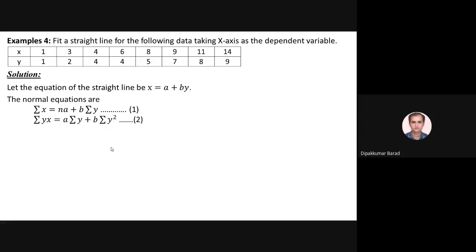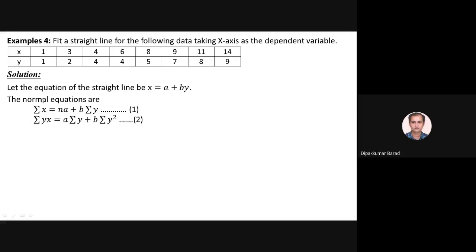So here, summation x is equal to na plus b into summation y, and summation yx is equal to a into summation y plus b into summation y square. As x is the dependent variable, our equation is x equal to a plus by. Previously we found y equal to a plus bx. Now our straight line equation is x equal to a plus by. So x is dependent on y, and accordingly we get the change in the normal equations.